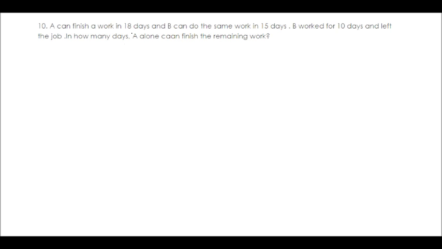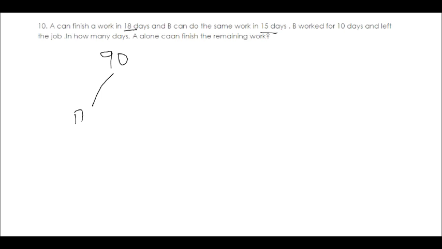So here we have 18 days and B can complete it in 15 days. So we can take the LCM of 18 and 15. Both are multiples of 3: 3 sixes are 18, 3 fives are 15. So the LCM of 5 and 6 is 30. We have taken 3 common, so 30 into 3 is 90. So the LCM is 90.